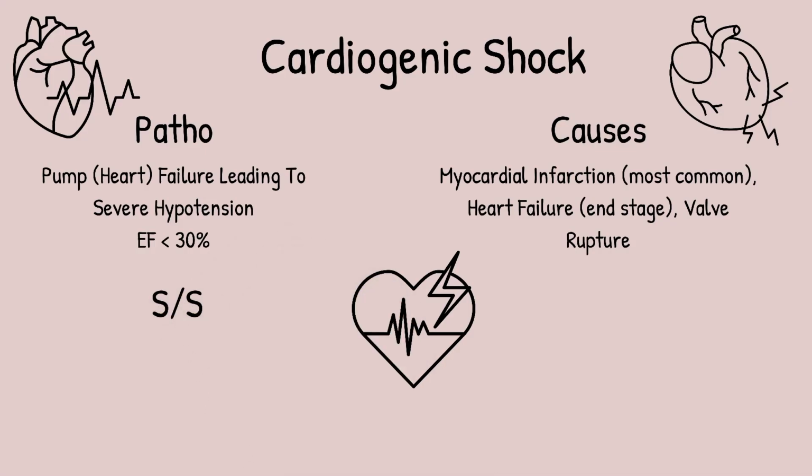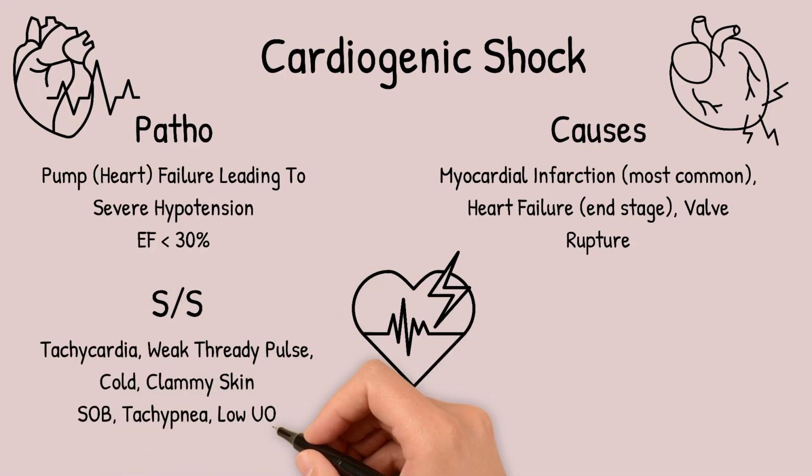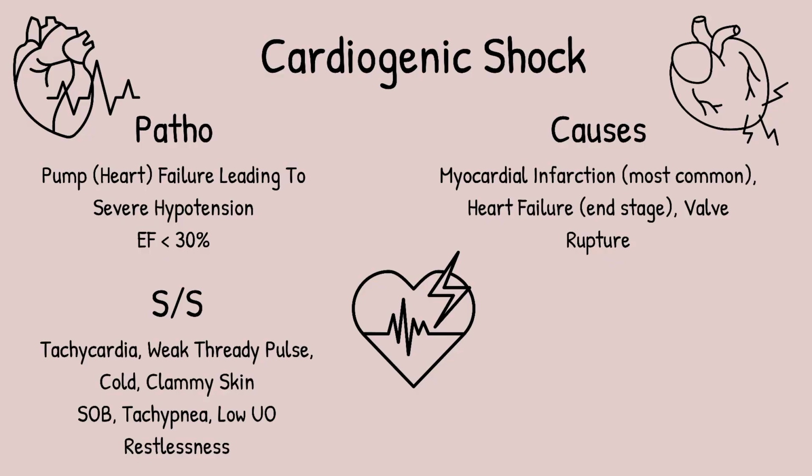Some specific signs and symptoms of cardiogenic shock would include tachycardia, weak pulse, cold, clammy skin, shortness of breath because of fluid backup. When the heart's not pumping adequately, remember the fluid backs up into the lungs, especially if it's left side heart failure. So shortness of breath would definitely be a huge sign and symptom, along with crackles, tachypnea, low O2 saturation, and of course low urine output and restlessness.